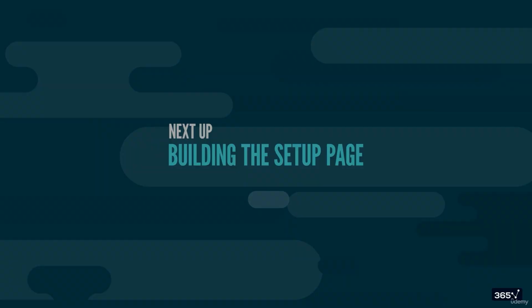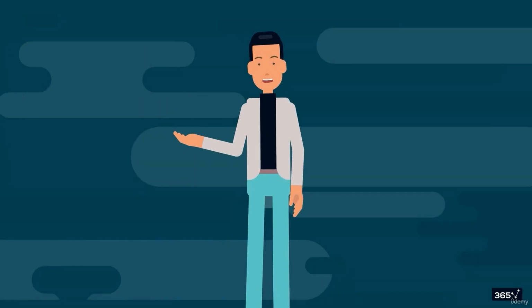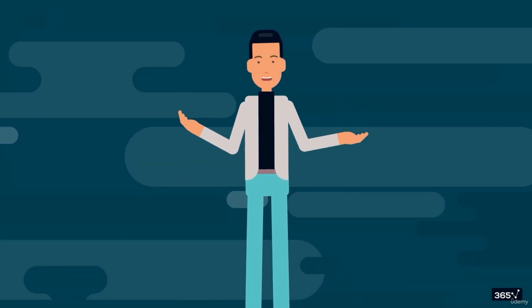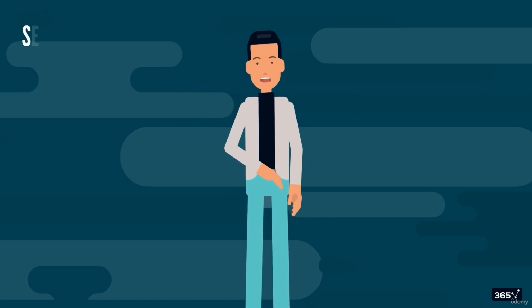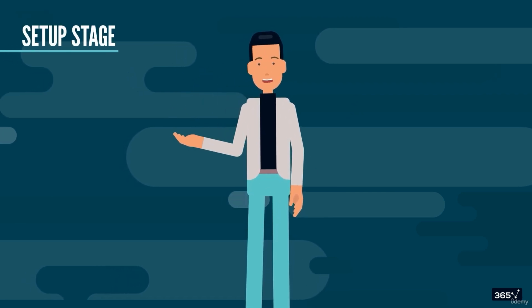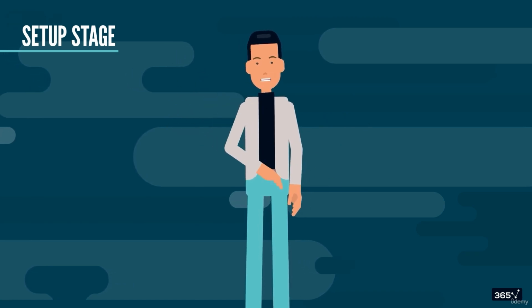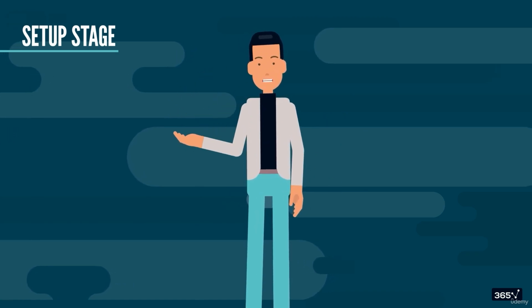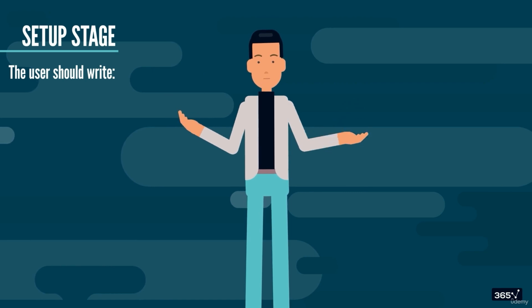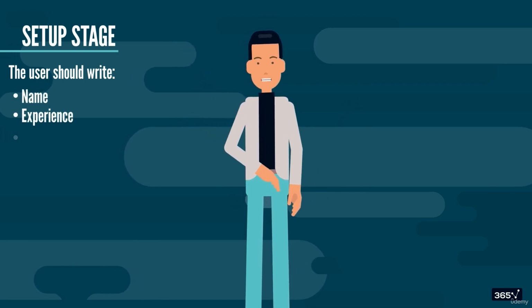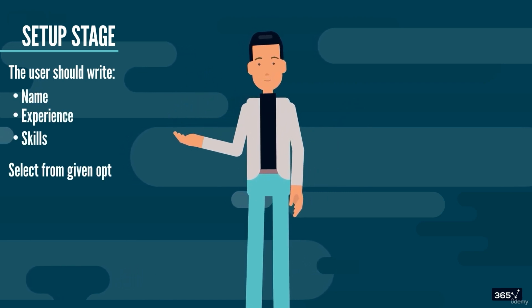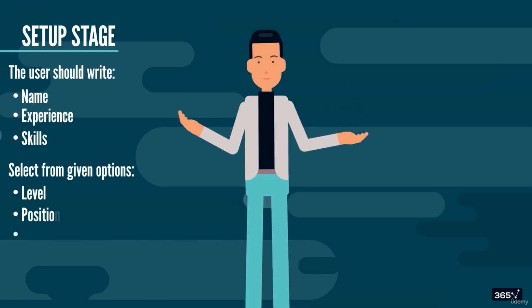Now that we have our simple chatbot up and running, let's enhance it by adding a setup. This will allow the user to input personal information, which we can use to personalize the chat experience. In the setup, the user should be able to write their name, experience, and skills, and select from given options for level, position, and company.